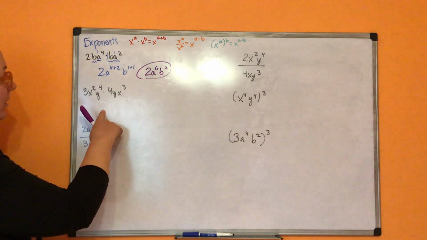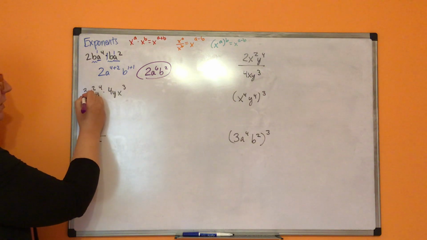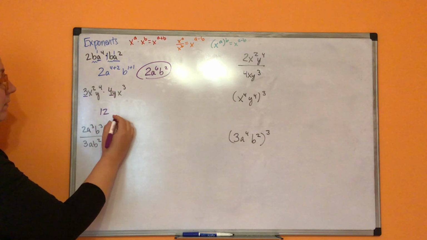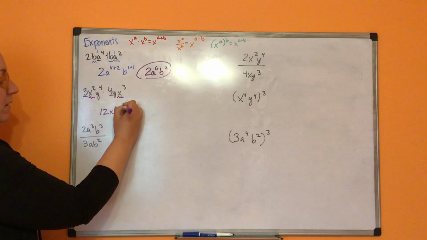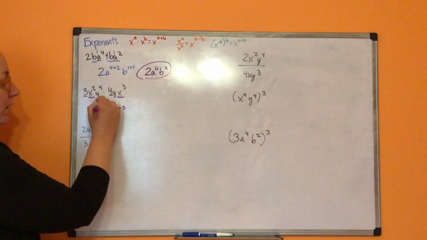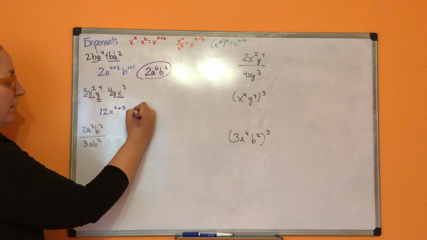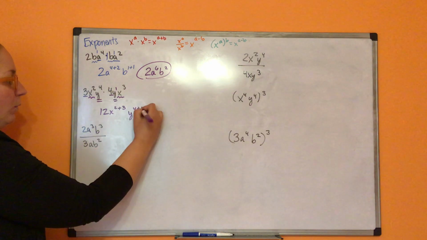Let's try the same idea here. My coefficients, 3 times 4 is 12. X's squared plus third, or x to the 2 plus 3. For y's, I have y to the 4 and 1.